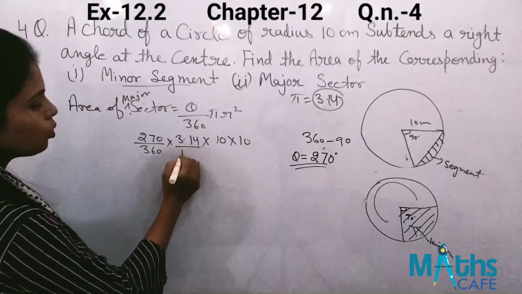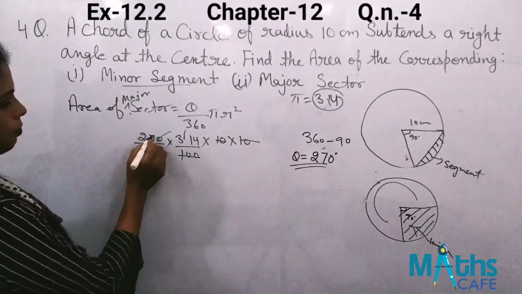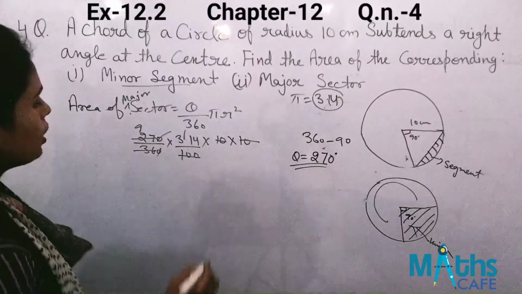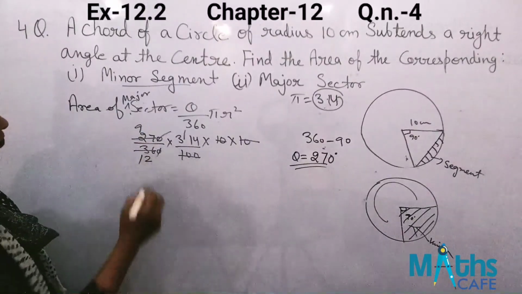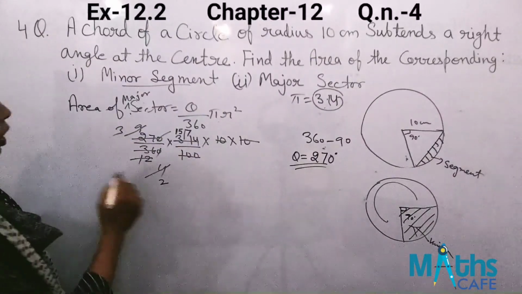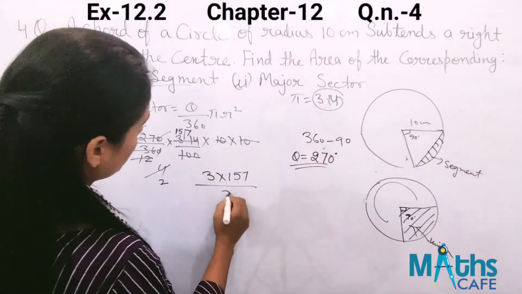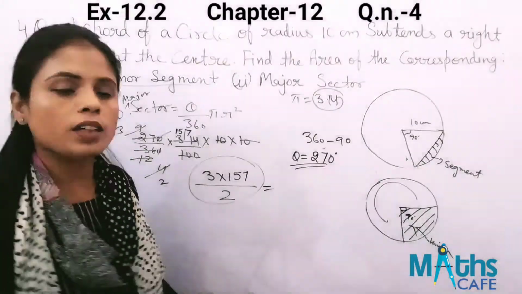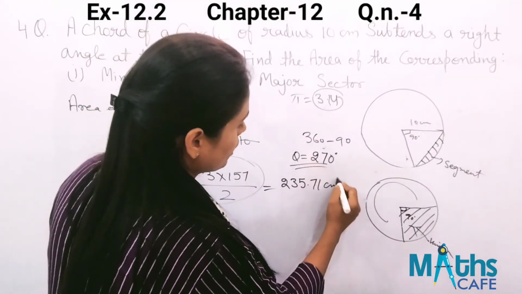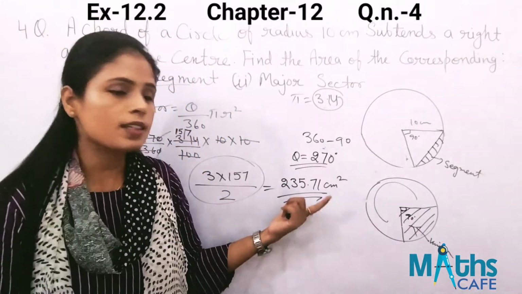Now again we are going to do the solution. This will give us 9, 12. Afterward, the value which will come is 3 into 157 by 2. It will give us 235.71 centimeter square. After multiplication and then division, the answer will be this.